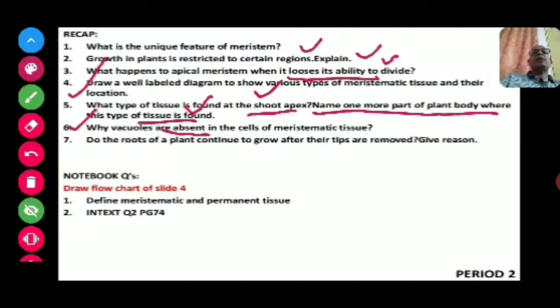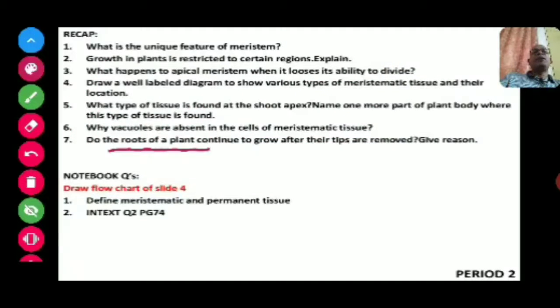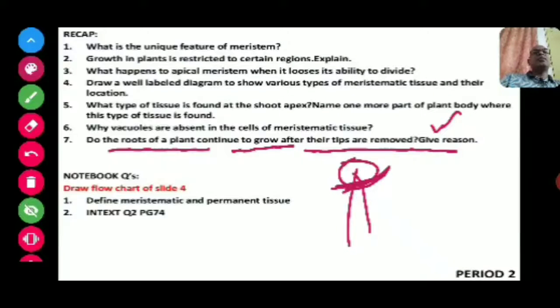Why are vacuoles absent in the cells of meristematic tissue? And then, do the roots of a plant continue to grow after their tips are removed? Give reason. Yes, if we remove the tip of a plant, then still the plant will tend to grow. Why will it tend to grow? Because some of the hormones that are responsible for the growth in plants now release from the subdivision region or below the tip region. Okay, that is the reason. You have to just search the answers of these questions and write them in your classwork copy.